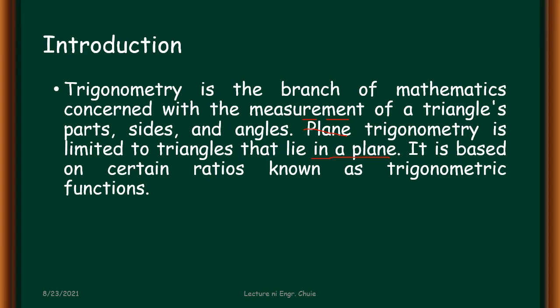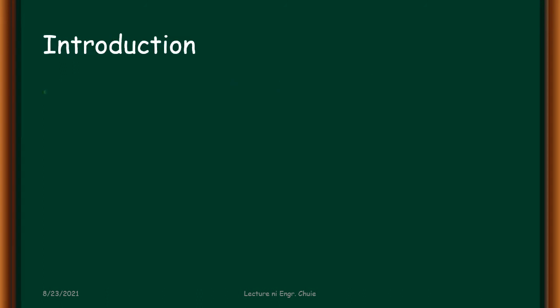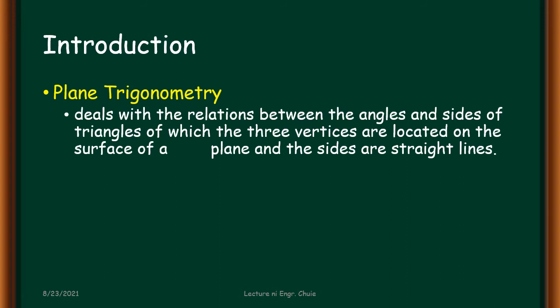What's the difference between the two? Plane trigonometry deals with the relationship between angles and sides of a triangle which has three vertices that are located on the surface of a plane. So three sides, three vertices connecting, and the three sides are connected in a straight line. That is the definition of plane trigonometry.